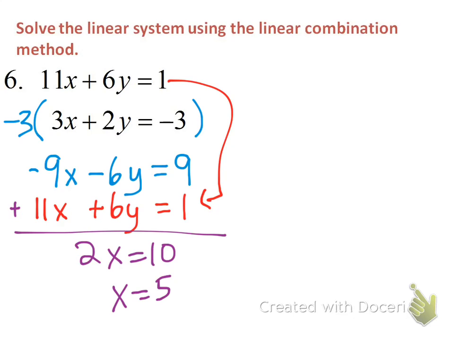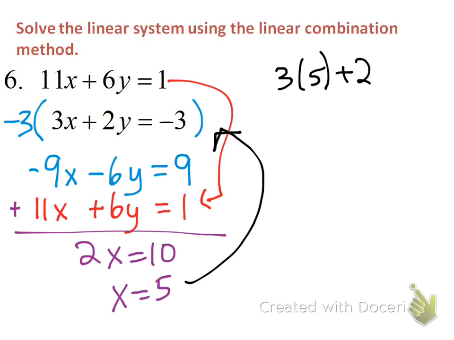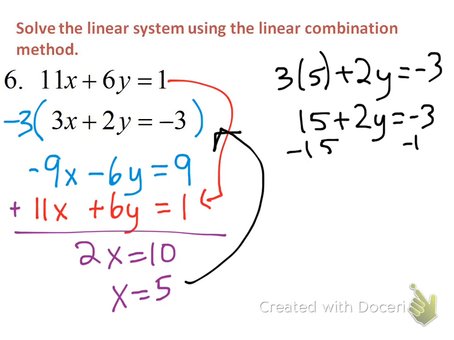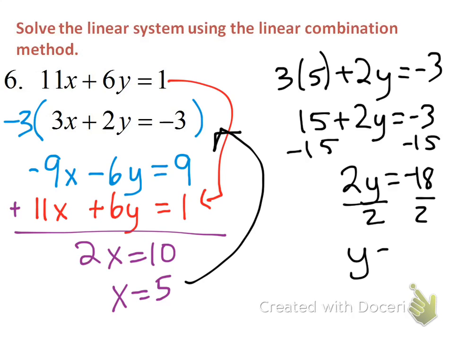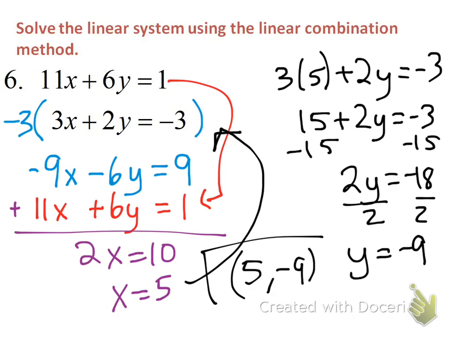Plug it back in. I'm going to plug it into the second equation this time just because they're smaller numbers and that makes me feel better. When I do that, I get 15 plus 2y equals -3. 2y equals -18. Y is going to be -9. So 5, -9.